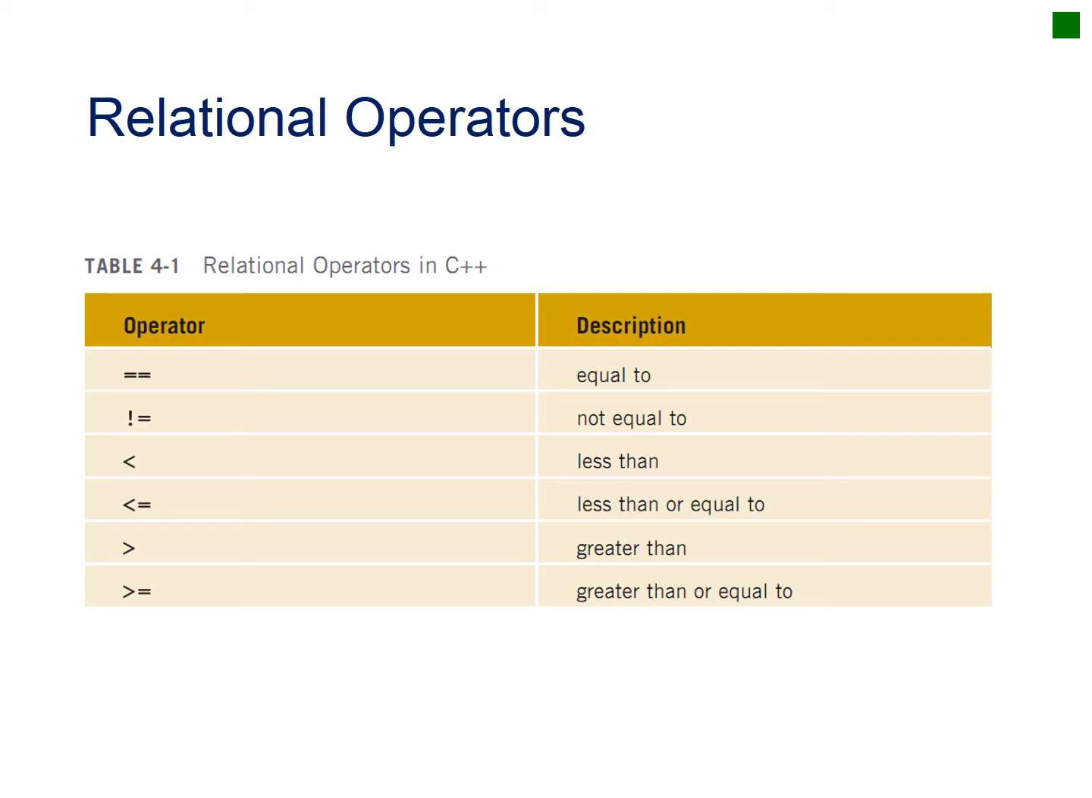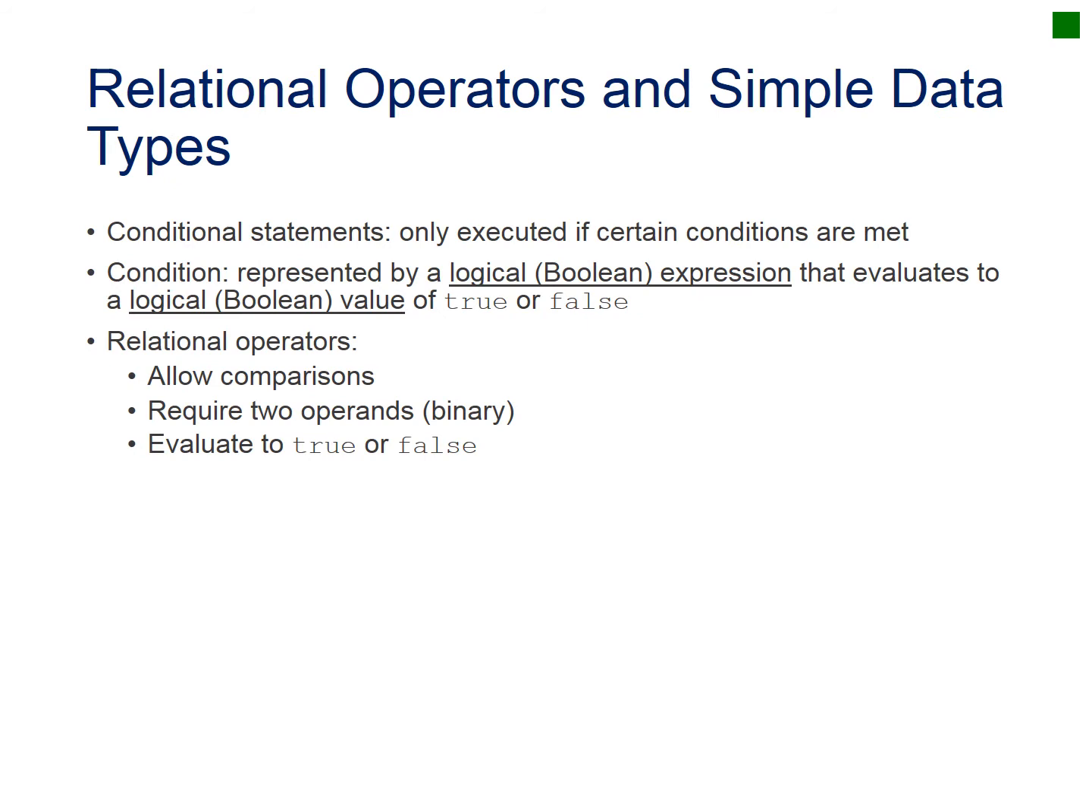Some examples are not equal to: if today is not equal to Tuesday; greater than or equal to: if 8 is greater than or equal to 9. Relational operators and simple data types. Conditional statements are only executed if certain conditions are met. Boolean conditions evaluate to either true or false. Relational operators allow comparisons, require two operands, and evaluate to true or false.